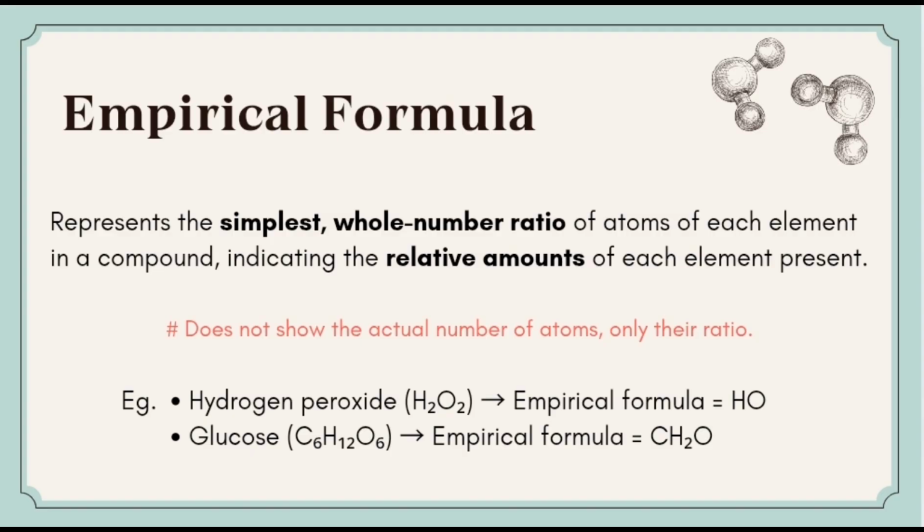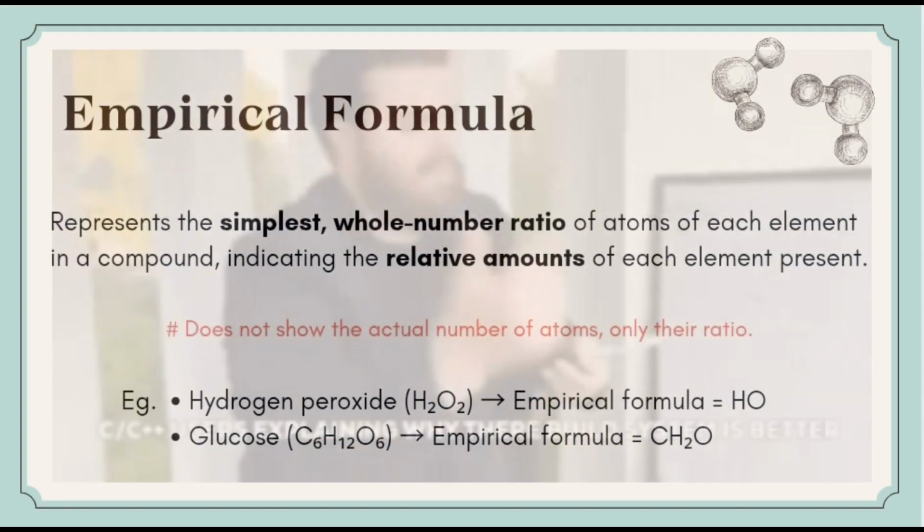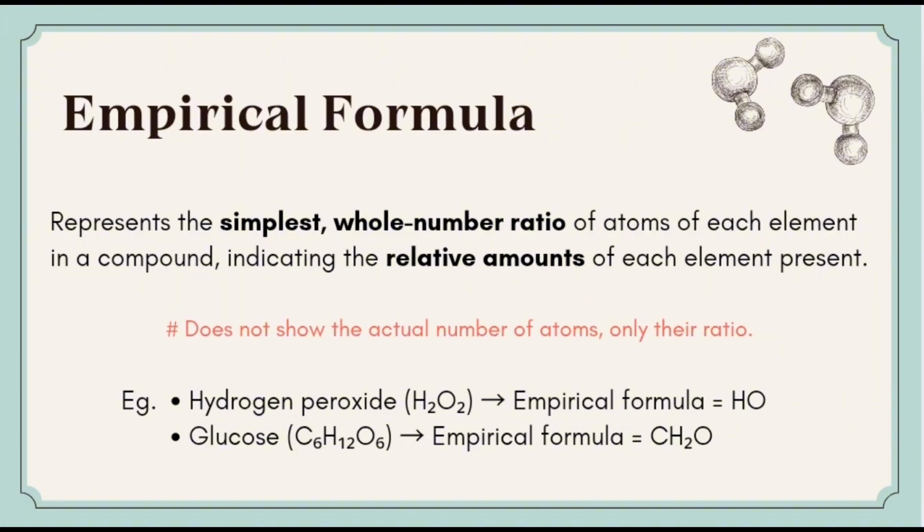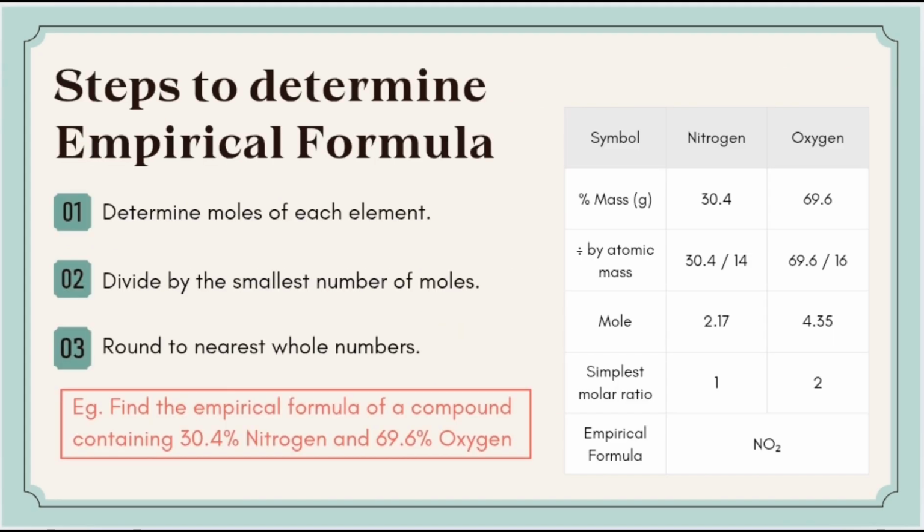Moving on to the empirical formula. The empirical formula represents the simplest whole number ratio of atoms of each element in a compound. Note that this does not show the actual number of atoms, but rather the relative amounts present. For example, hydrogen peroxide, H2O2, has the empirical formula HO, and glucose, C6H12O6, has the empirical formula CH2O. This makes empirical formulas very useful in showing the basic composition of compounds in their simplest form.